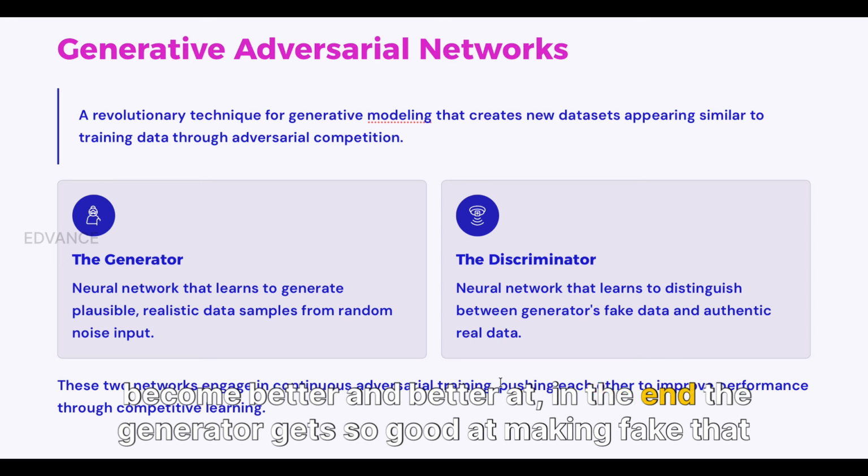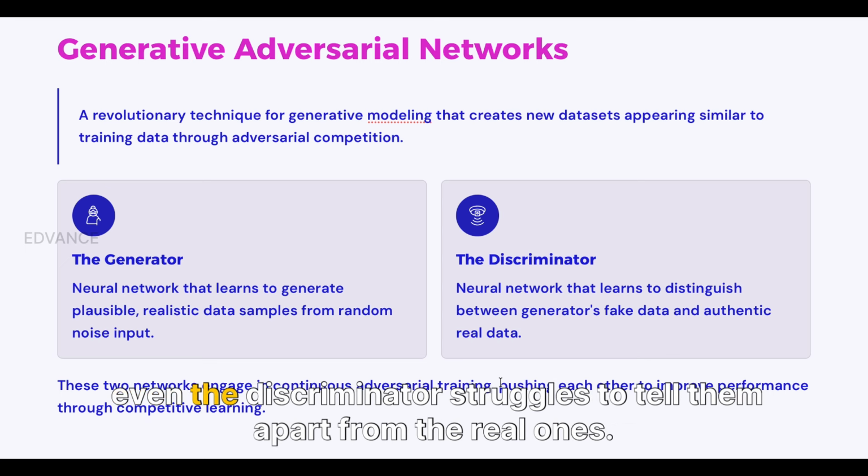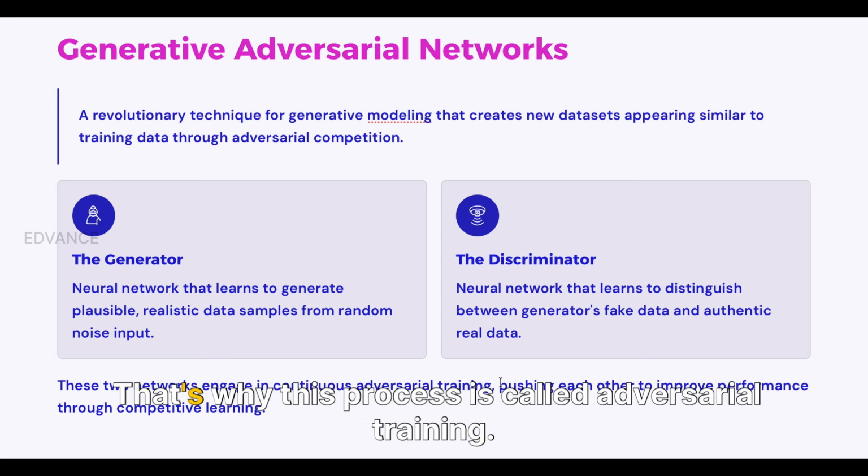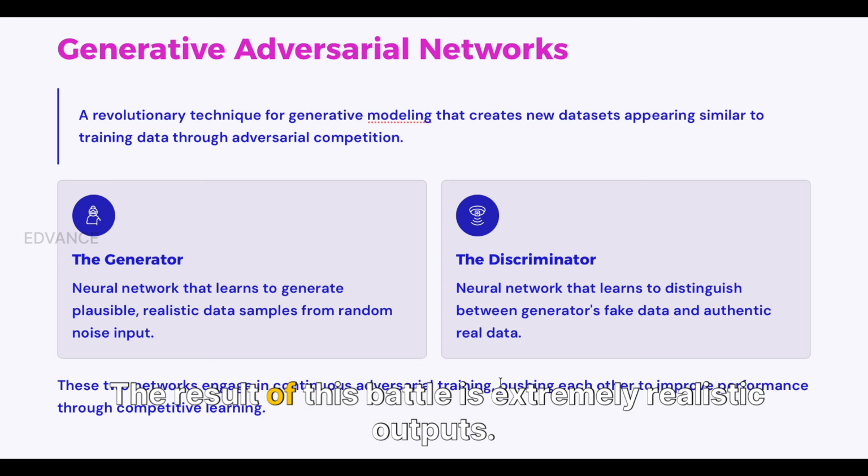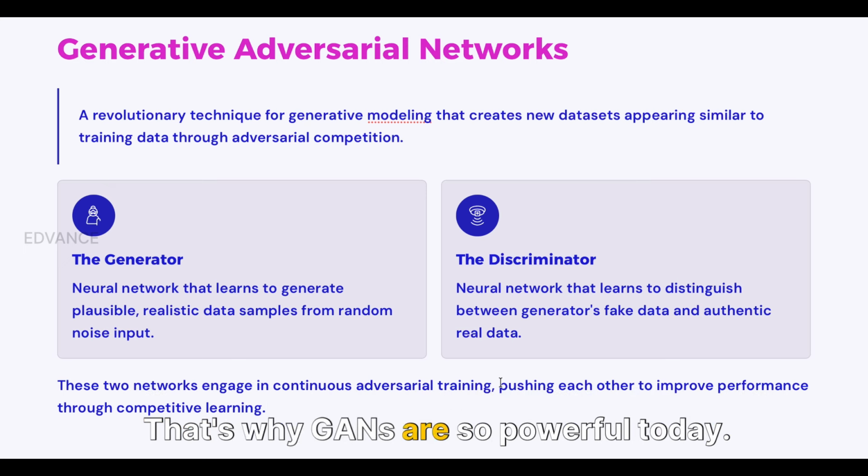In the end, the generator gets so good at making fakes that even the discriminator struggles to tell them apart from the real ones. That's why this process is called adversarial training. The result of this battle is extremely realistic outputs. That's why GANs are so powerful today.